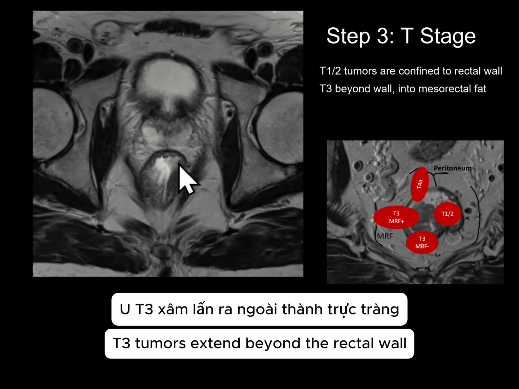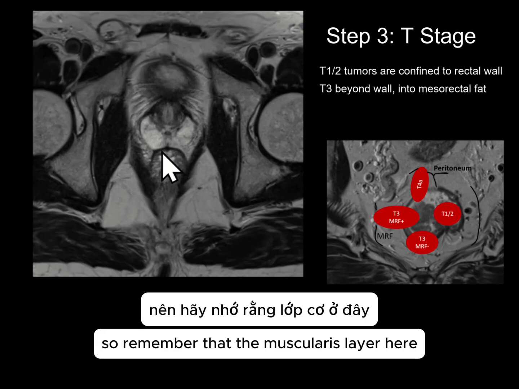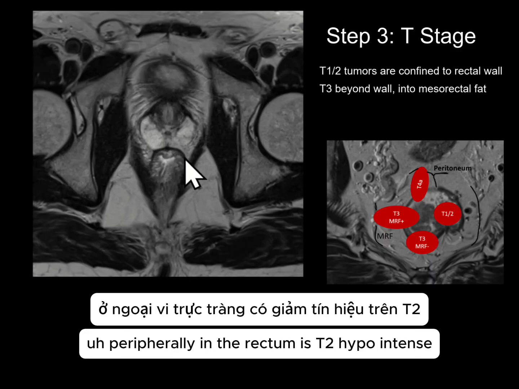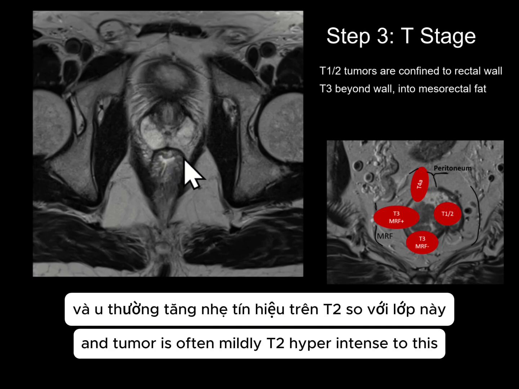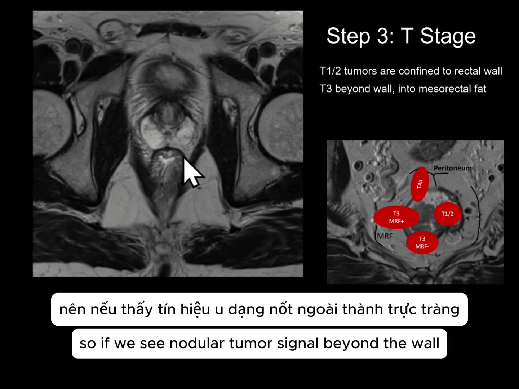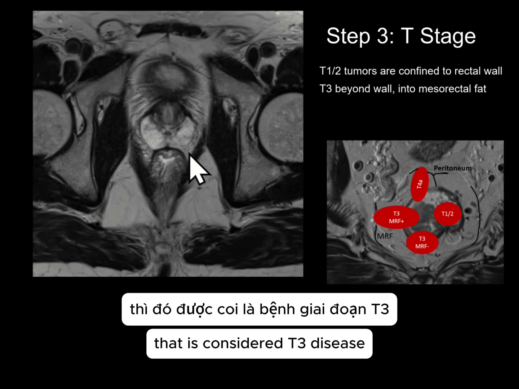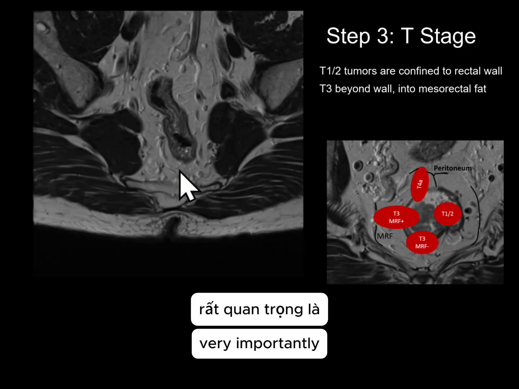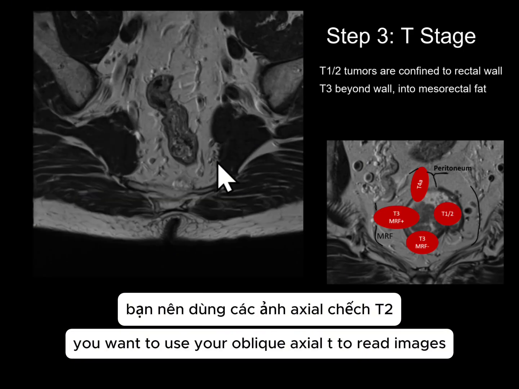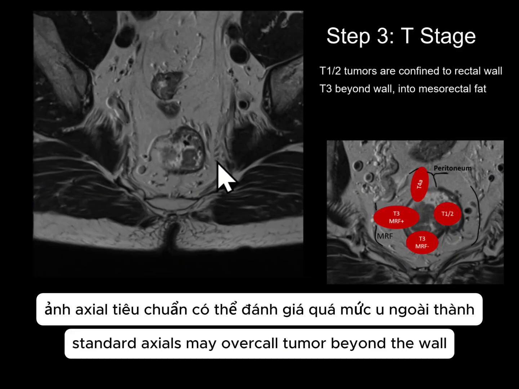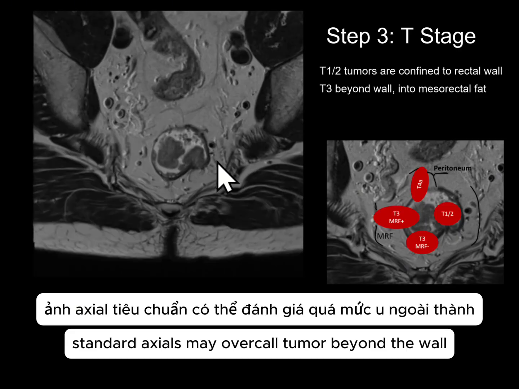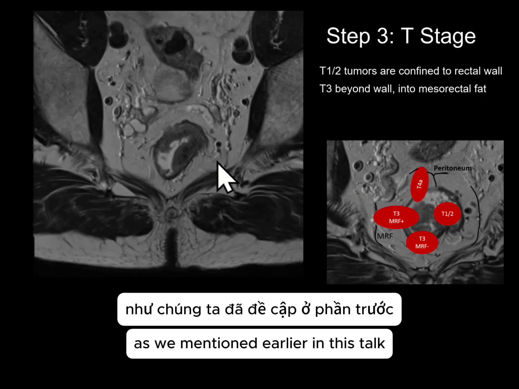T3 tumors extend beyond the rectal wall. So remember that the muscularis layer here peripherally in the rectum is T2 hypointense, and tumor is often mildly T2 hyperintense to this. So if we see nodular tumor signal beyond the wall, that is considered T3 disease. Very importantly, you want to use your oblique axial T2 weighted images for this. Standard axials may overcall tumor beyond the wall, as we mentioned earlier in this talk.